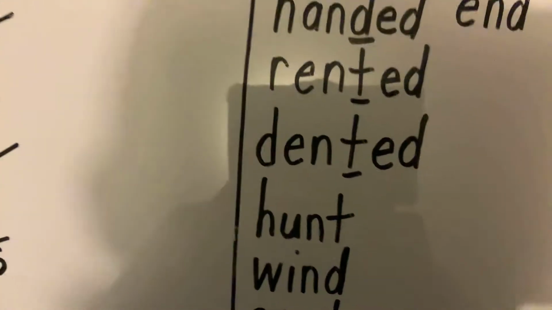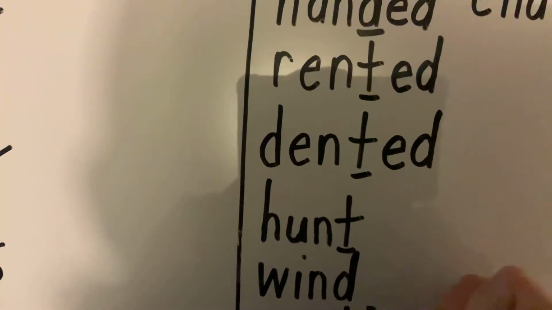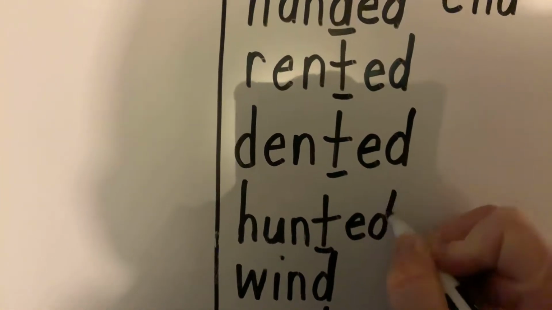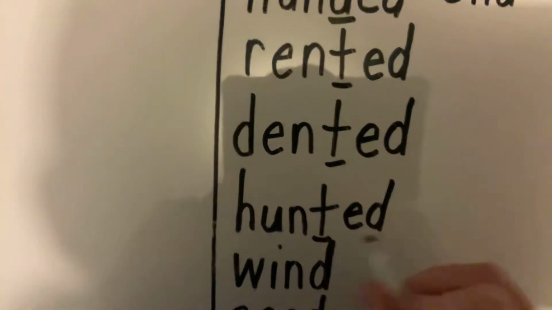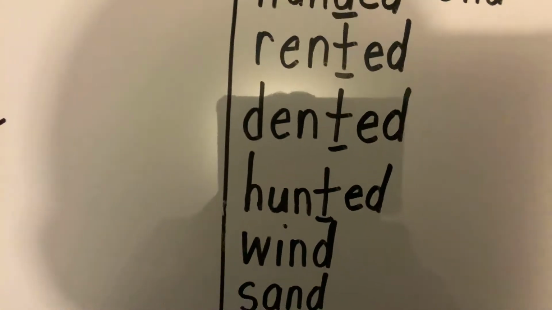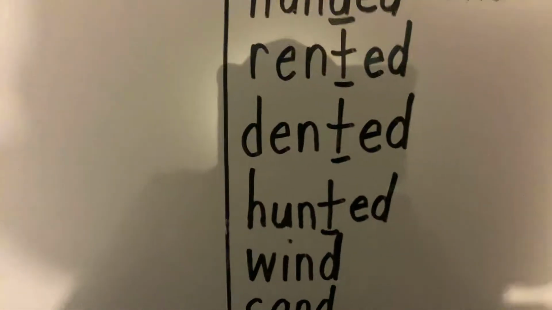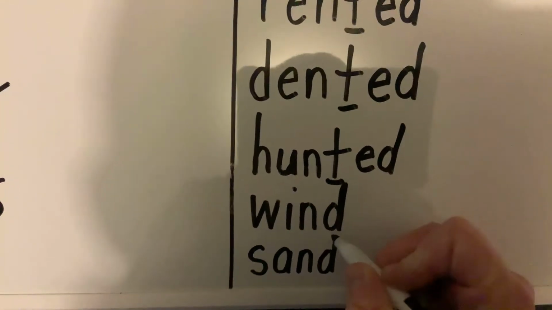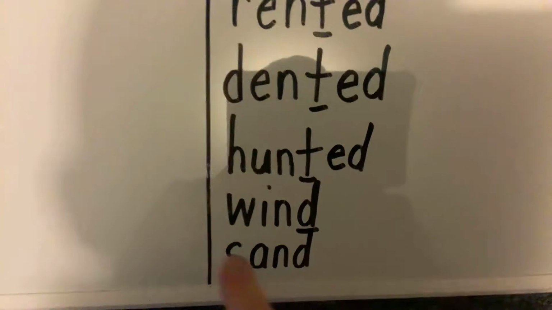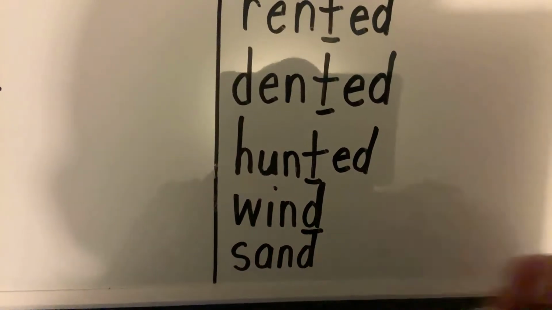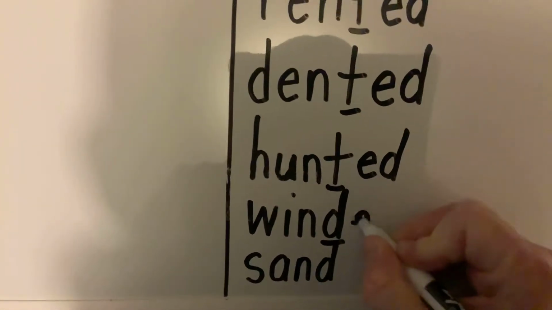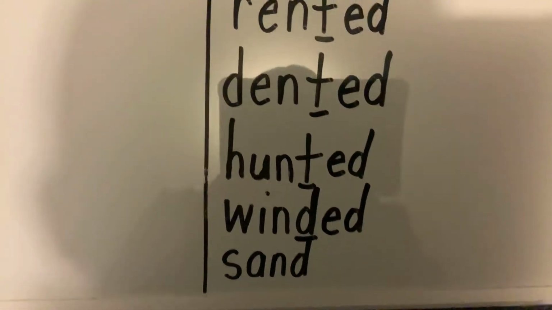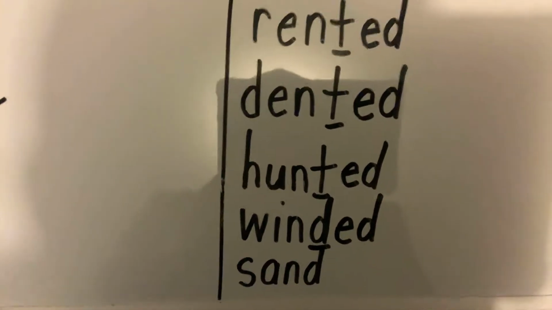Hunt. Hunt. Our base word ends in a T, so when we add our suffix at the end, it says ed. Hunted. He hunted for deer last week. He already did it. Here's another base word. It ends in a D. Wind. Wind. Ed. Winded. He got winded during the race.